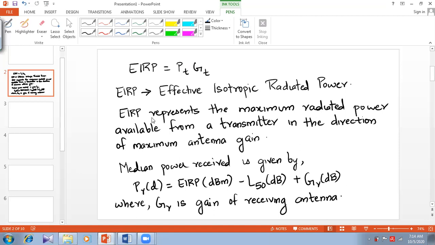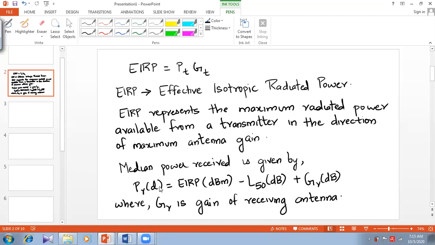So what does it represent? EIRP represents the maximum radiated power available from a transmitter in the direction of maximum antenna gain. So along the direction where your antenna has maximum gain, what will be the maximum power that is transmitted? That factor is what is EIRP. So using EIRP, you will be able to find the power received. You already have L50. If you are given the gain of your receiving antenna, we will be able to find what will be the power received.